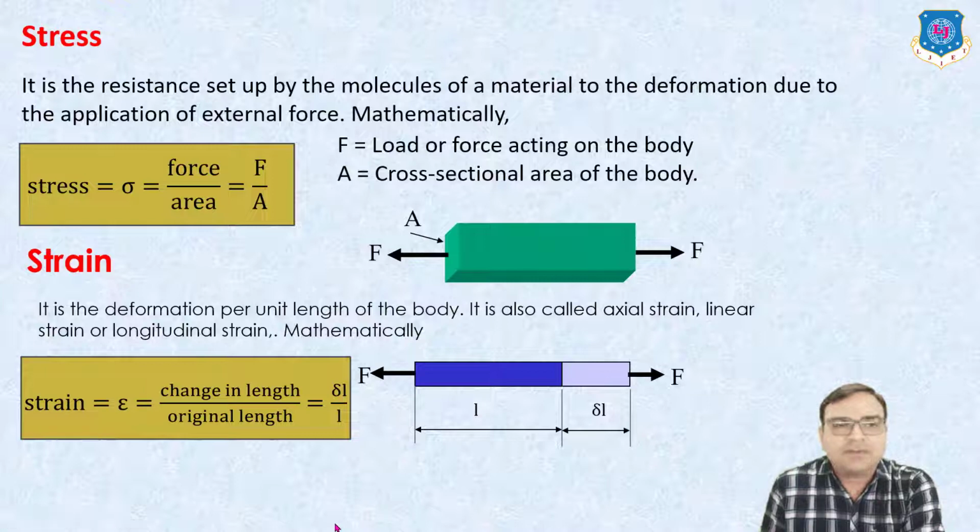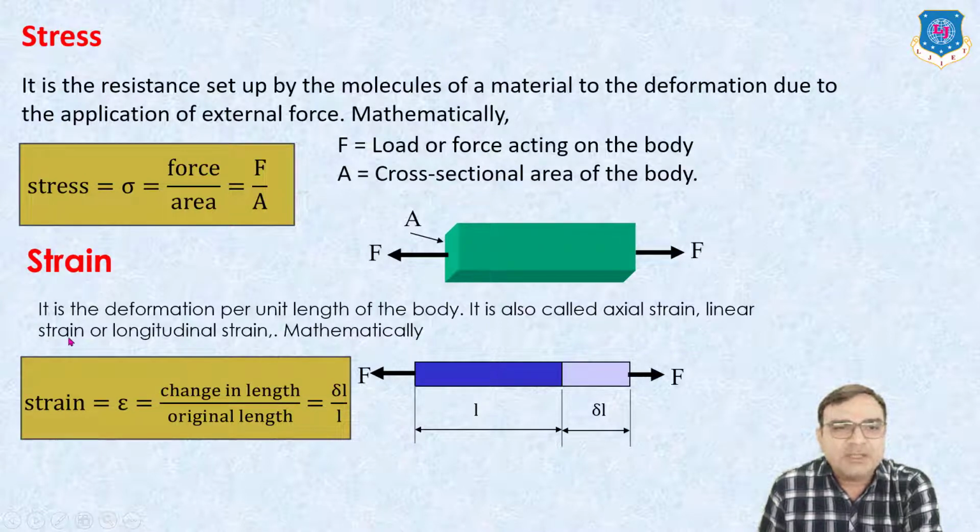Before the graph of stress versus strain, we must understand the basic properties of the material, that is stress and strain. Stress means it is the resistance set up by the molecules of the material to the deformation due to the application of external force. So force by area, but the area is always perpendicular to the line of action of force. That ratio is known as stress.